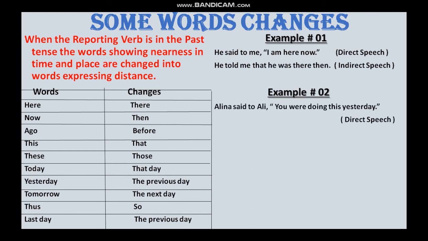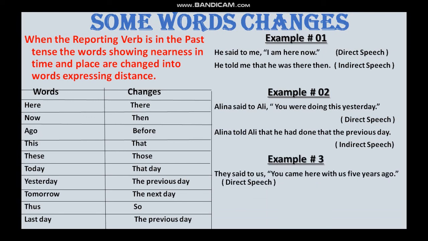Okay students, now you see, Alina said to Ali, you were doing this yesterday. So yesterday is also an adverb of time, and if we are given yesterday, then in the indirect speech we change that word yesterday into previous day. So from the example it is very clear, Alina told him that he had done that the previous day. Now you can see in the third example, they said to us, you came here with us 5 years ago. So here is an adverb of place, and ago is also an adverb of time. So in order to make it indirect, we change these words. They told us that we had come there with them 5 years before, students.